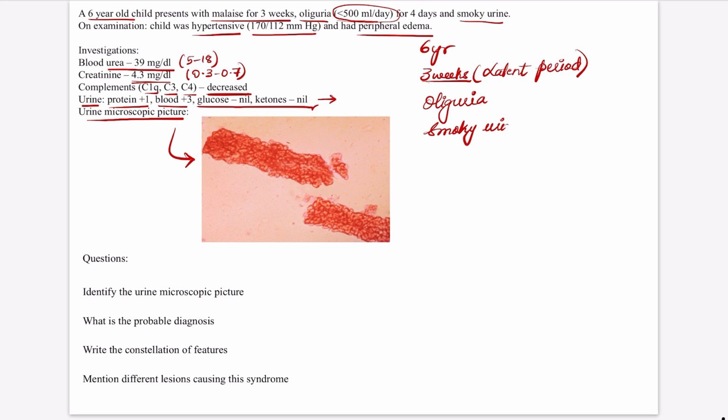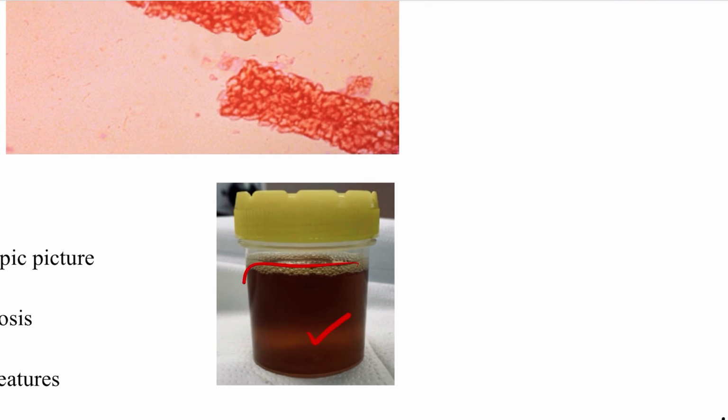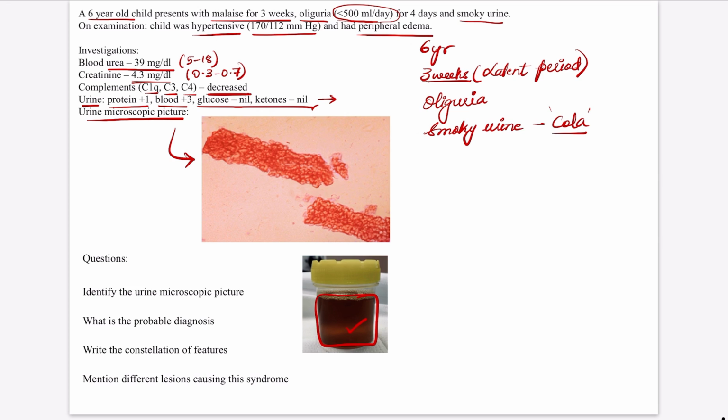Smoky urine is nothing but cola colored urine. It is similar to the Coca-Cola drink. So cola colored urine is present, and this child is hypertensive. Given the BP 170 over 112, hypertension is present, and he had peripheral edema.